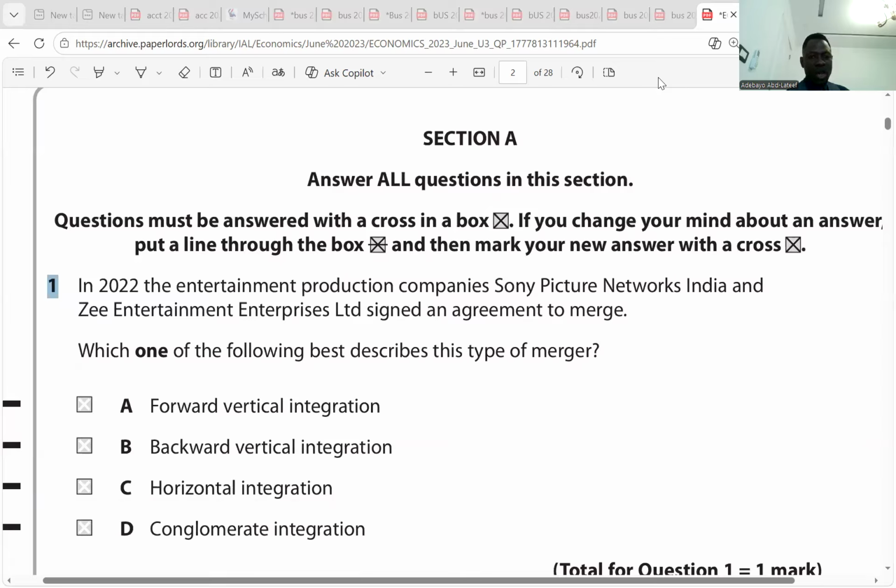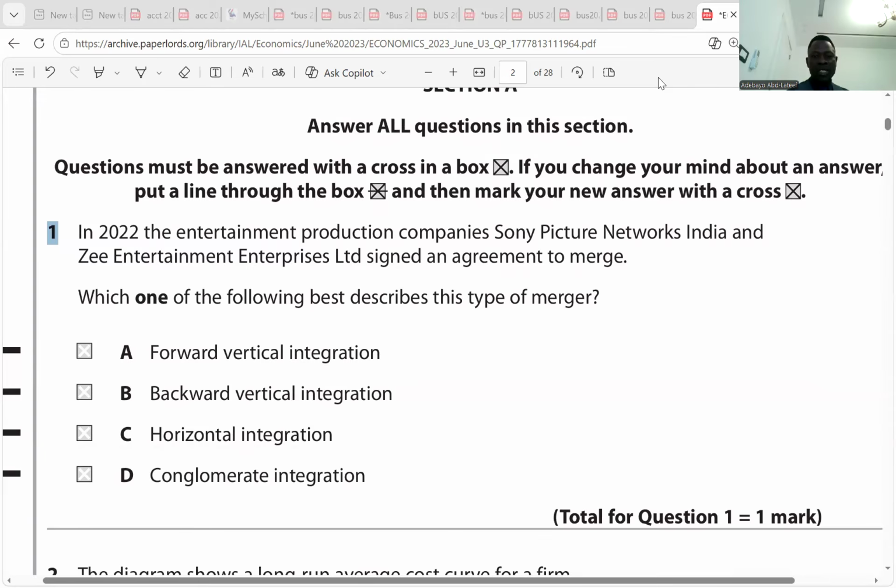Then let's look at the options we have here. They said forward vertical integration, backward vertical integration, horizontal integration, and conglomerate integration. So it is not forward vertical. Let's quickly talk about vertical integration. Vertical integration occurs when two or more firms integrate at different levels of production. Because it's different levels of production, it does not go in line with the extract. The extract about Sony Picture Networks and Z Entertainment is about the same level of production. So it is not vertical integration.